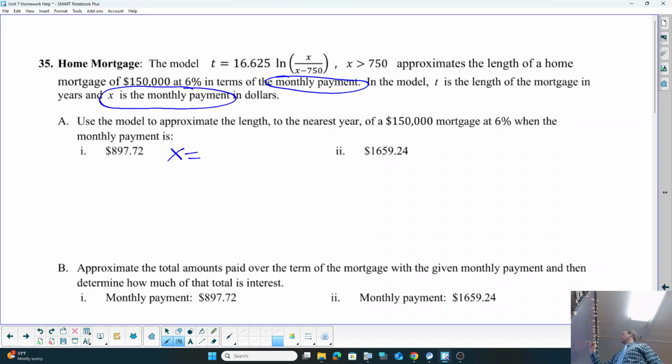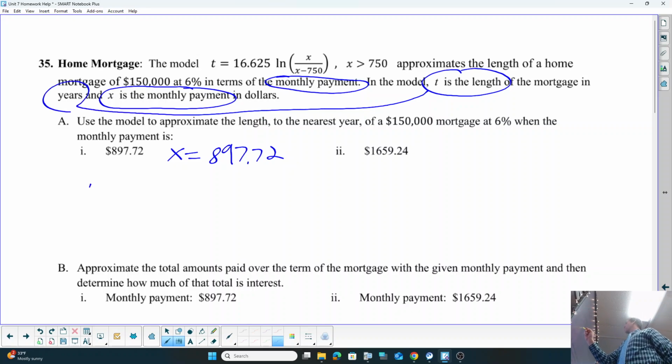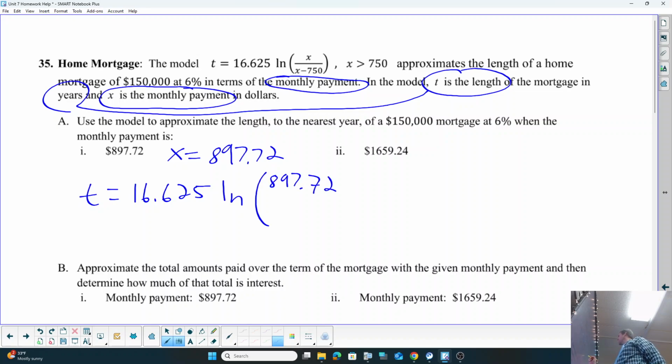So we're saying x equals 897.72. And so basically they want us to approximate to the nearest year. And so t is the length in years. So we're just going to plug it in. Easy peasy, lemon squeezy, plug it in. So 16.625 ln of, we're going to plug in for x, 897.72 all over 897.72 minus 750. And we're just going to plug all that into our calculator.